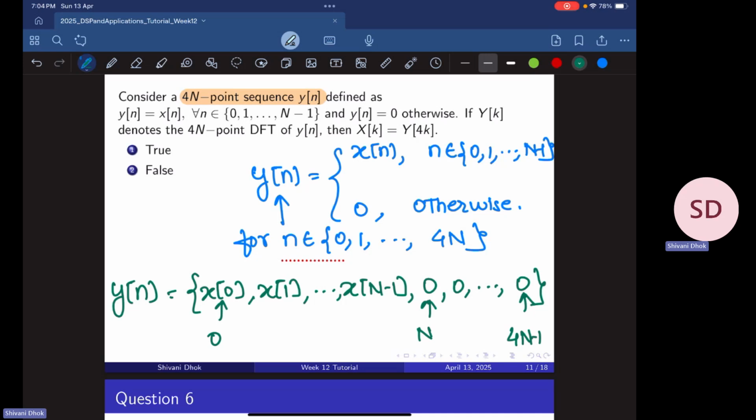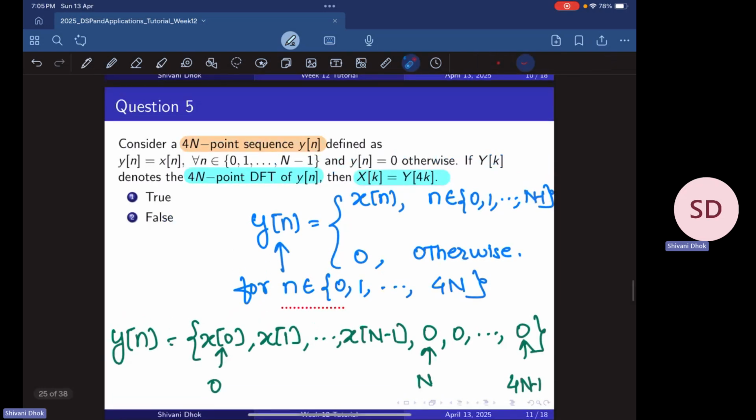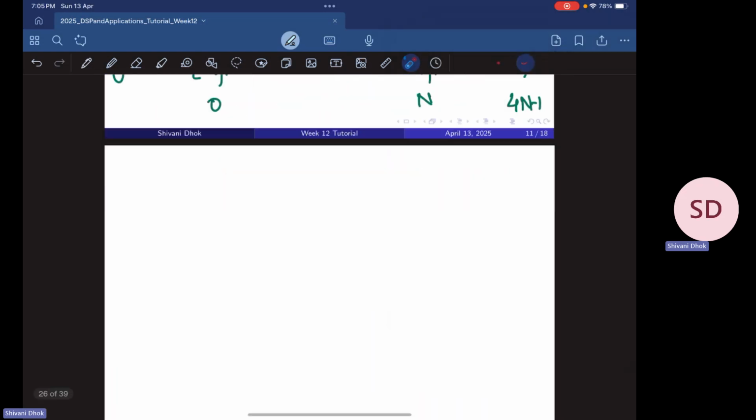Now it says, if y of k denotes the 4N point DFT of this little y of n, then X of k is equal to Y of 4k, and we need to figure out if this is true or false. Okay, so let's do it step by step.